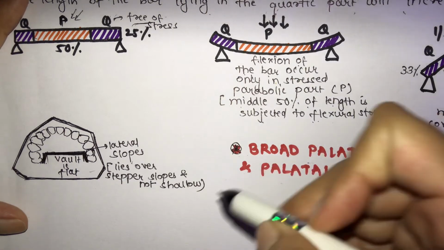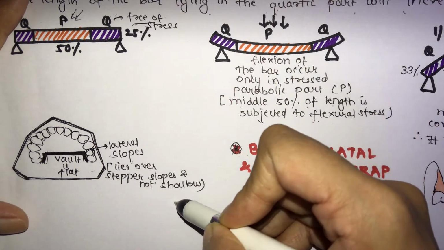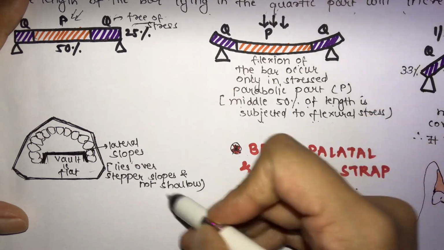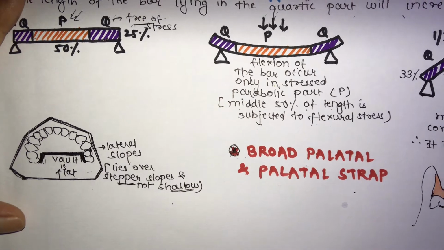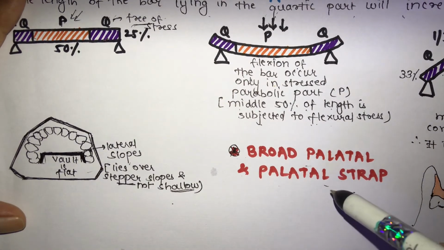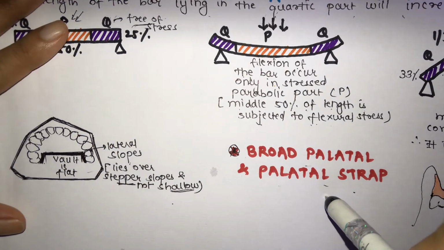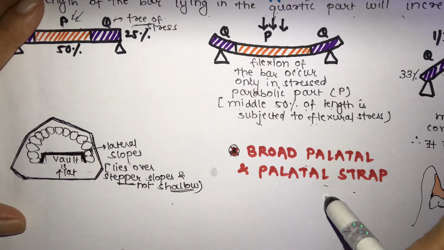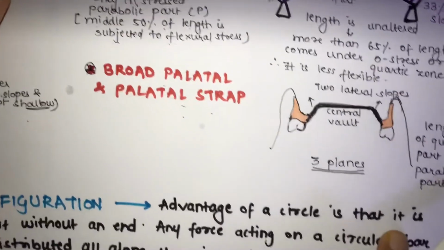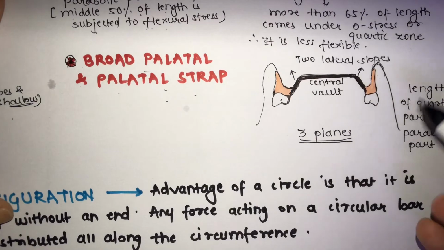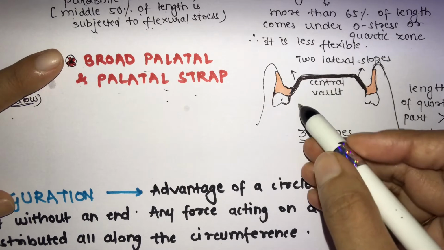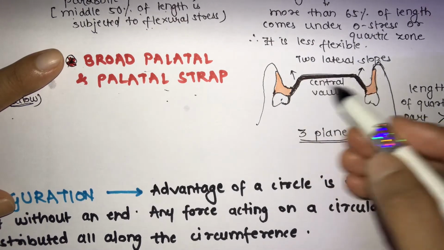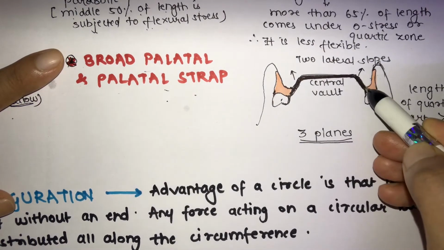So we have to keep in mind that the major connector should be located and designed such that it lies over steeper slopes and not shallow slopes. Hence, the broad palatal major connector and palatal strap major connector can be fabricated with less bulk of material but with adequate rigidity, because it extends in three planes. So this is exactly how it looks. It extends in three planes. This is the central wall of your palate, and these are the two lateral slopes.